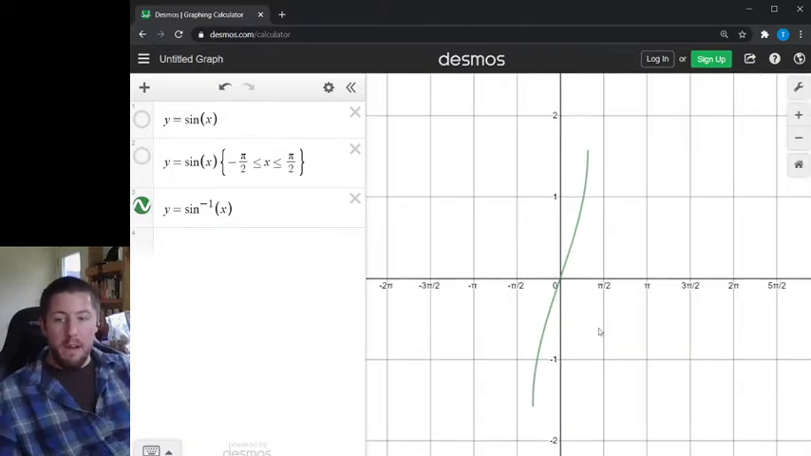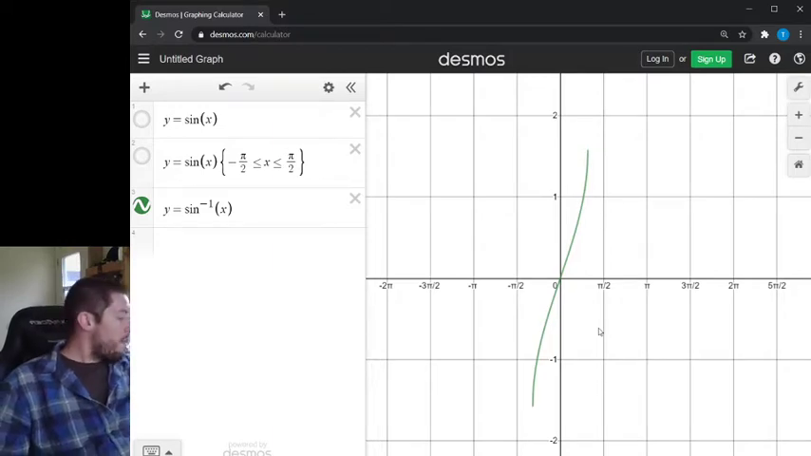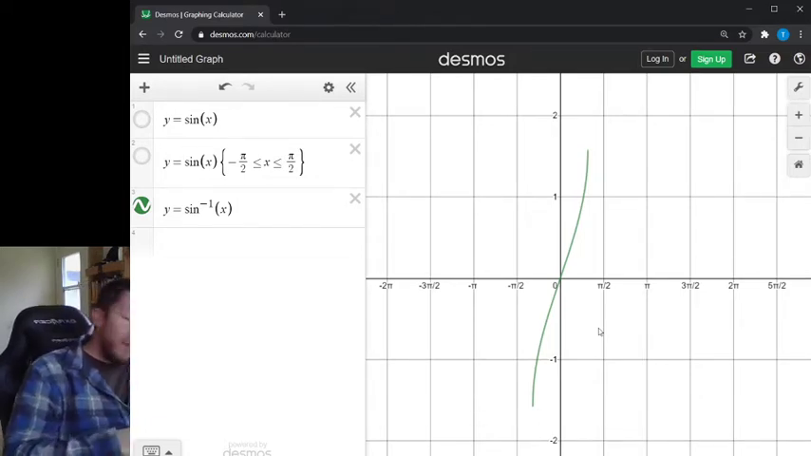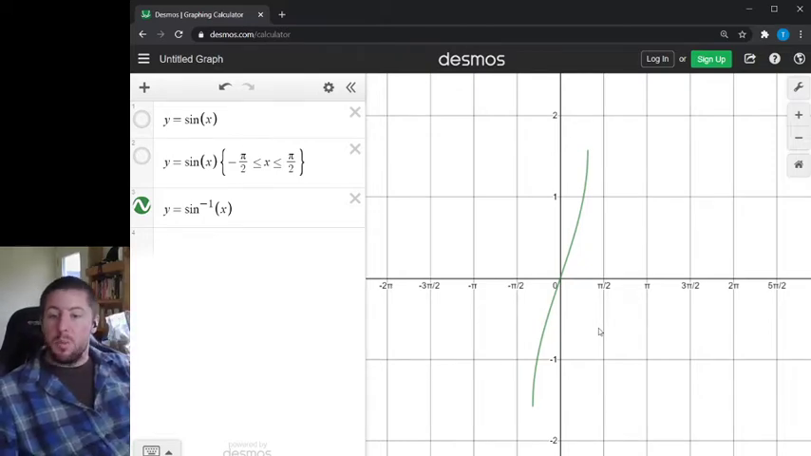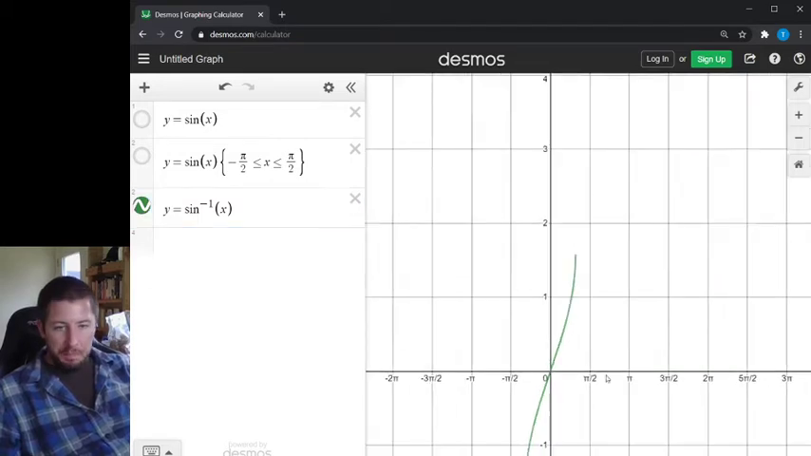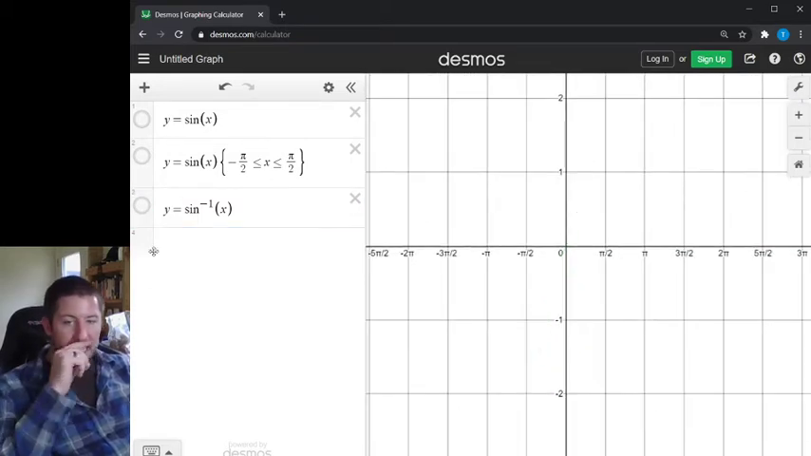It doesn't go off forever in any direction. It doesn't go off in the left to right direction because the outputs from the sine function live between negative 1 and 1. And it doesn't go off in the vertical directions to positive and negative infinity because we restricted the inputs of the original function to negative pi halves to pi halves. That's exactly the heights that we're getting to right here. Negative pi halves, positive pi halves for the heights. So we've got our sine inverse function here.